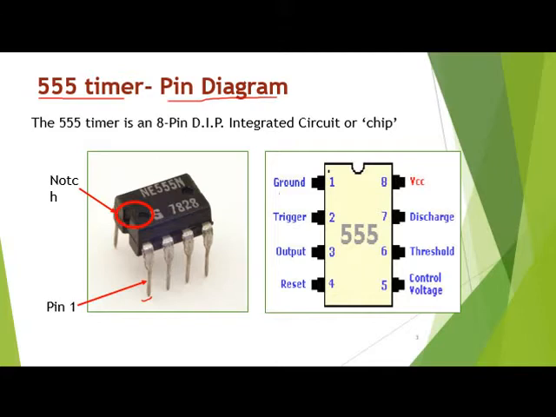Pin number 1 is ground, pin number 2 is trigger, pin number 3 is output, pin number 4 is reset terminal, pin number 5 is the control voltage, pin number 6 is threshold terminal, pin number 7 is discharge, and pin number 8 is VCC. I will explain all the pins in detail, about the function of each pin, next.